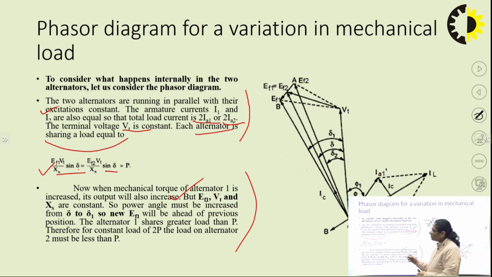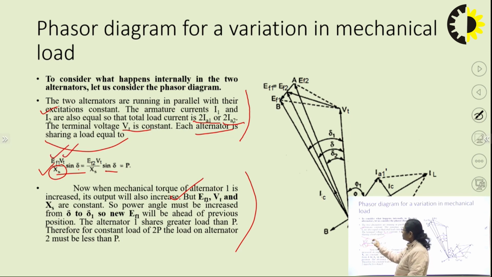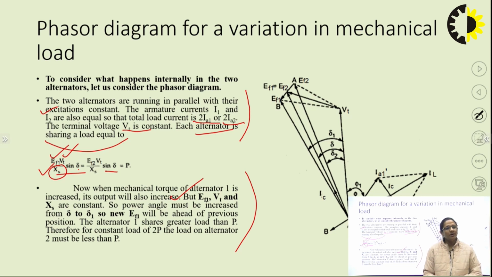But what we see over here is that Xs, the synchronous reactance, will remain constant. EF1 in magnitude will remain constant. Vt, the terminal voltage, is also constant. So, actually, sine delta must increase to give an increased electrical power output by alternator 1 as per this particular equation. As I told you, EF1, Vt and Xs are constant. So, the power angle must be increased from delta to some value, let it be delta 1.